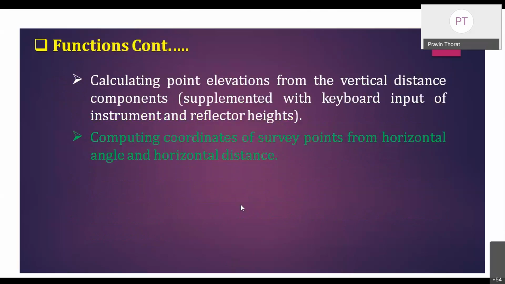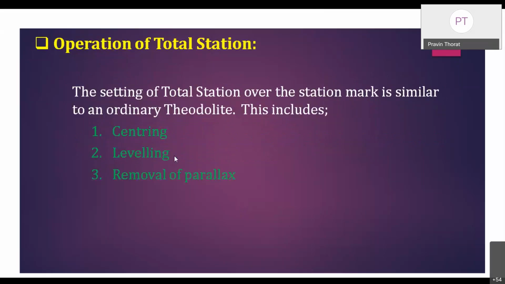They average multiple angle measurements, average multiple distance measurements, compute horizontal and vertical distances, apply corrections for temperature, pressure and humidity, then compute inverse and polar solutions, and then compute the coordinates, like x coordinates, y coordinates and z coordinates. These are the various functions of the total stations. Then we move towards the operations.